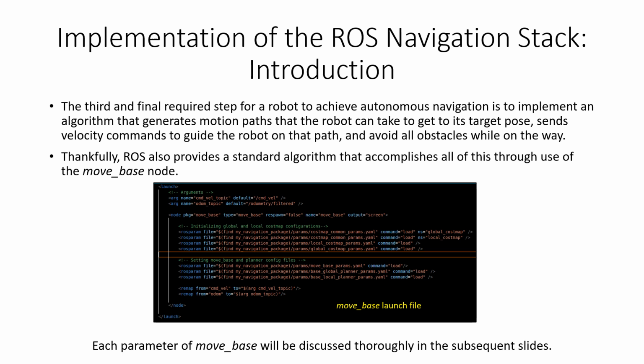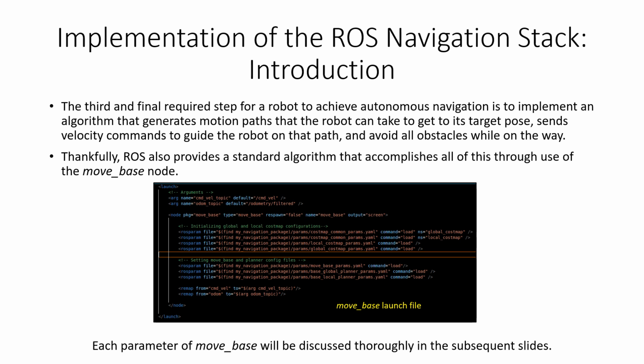So now we have finally moved on to the point where we can talk about the implementation of the ROS Navigation Stack, and this is the third and final required step for the robot to be able to achieve autonomous navigation. And the algorithm that's within the ROS Navigation Stack must be able to generate motion paths that can take the robot to its target pose, all while avoiding obstacles, and also be able to send the robot velocity commands that guide the robot to follow the path that was generated previously.